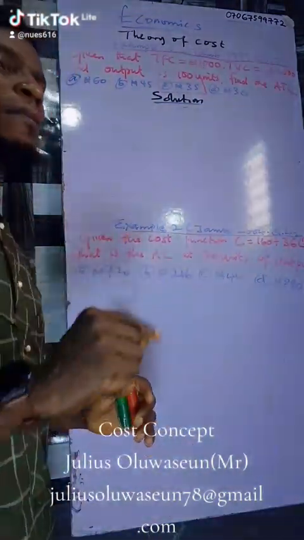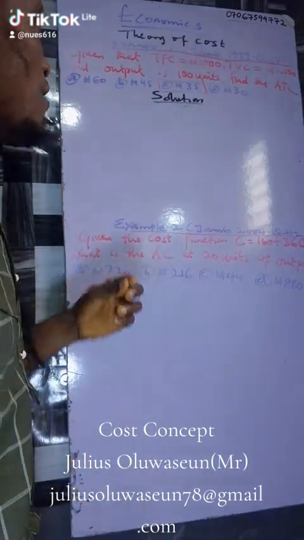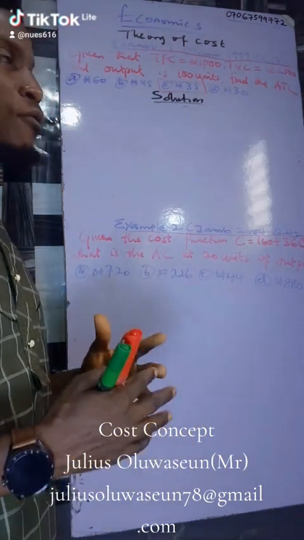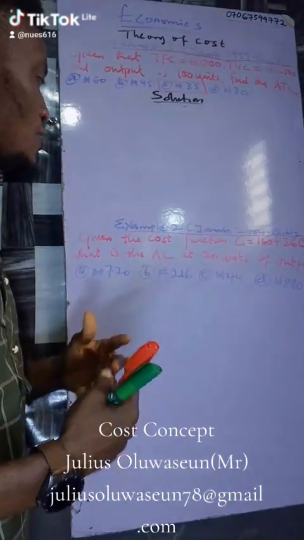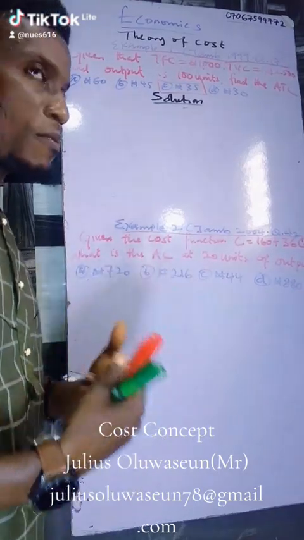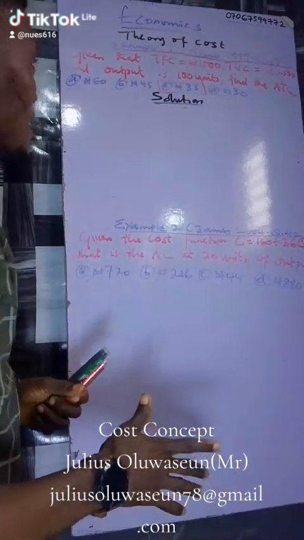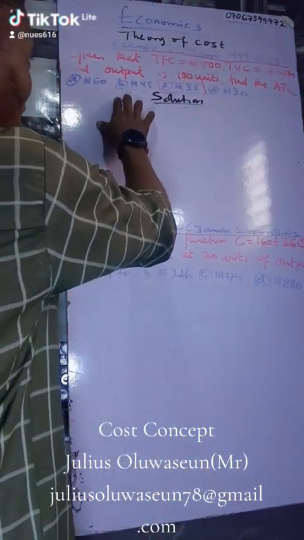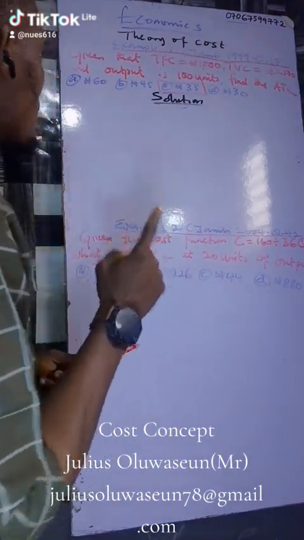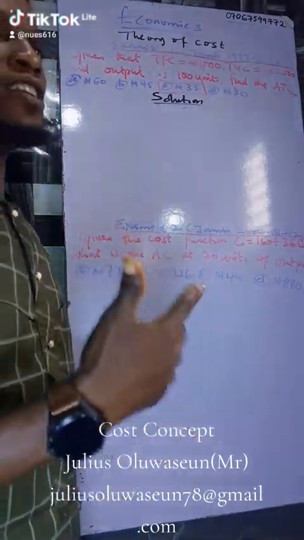Now, we have the mathematical approach to the concept of cost and revenue respectively. Here we go. We have two questions at hand. Example 1 is an extraction from WAEC 1999 question number 17, and example 2 is from JAMB 2004 question 42. For example 1, we are given that total fixed cost is 1,000 naira, total variable cost is 2,500 naira, and output is 100 units. We are asked to find the average total cost.